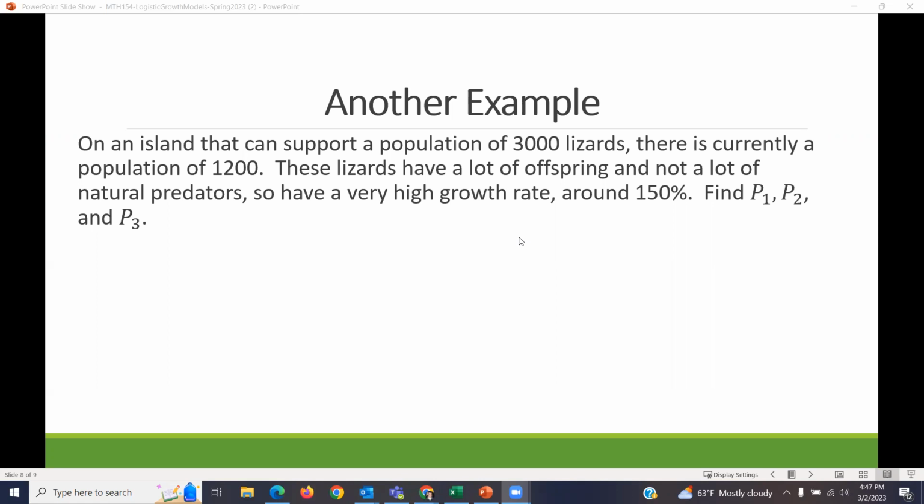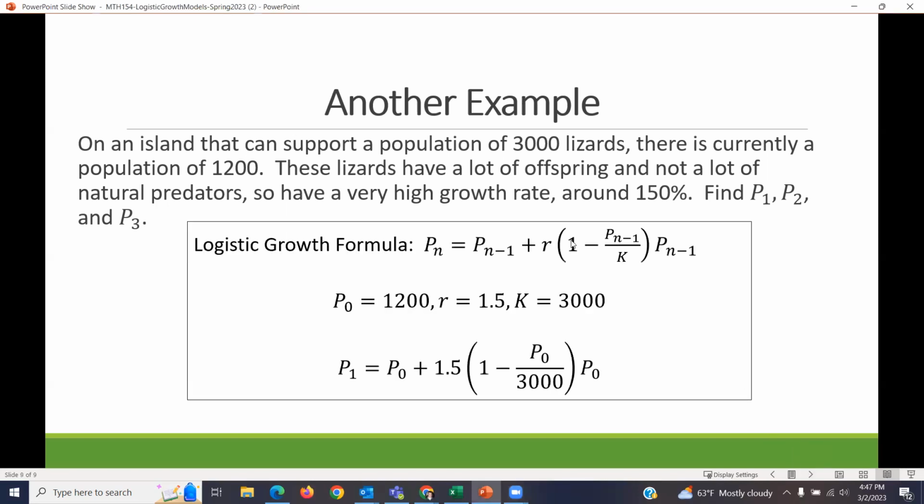Now, looking at this problem, I know this is logistic growth because it tells me that the island can only support a certain number of lizards, which means there's a carrying capacity. So that tells me that this is logistic growth. And so because of that, I know that I need to use this formula here, P sub n equals P sub n minus 1 plus R times 1 minus P sub n minus 1 over K times P sub n minus 1. From the information we're given, we know that P sub 0, the starting value, is 1200.